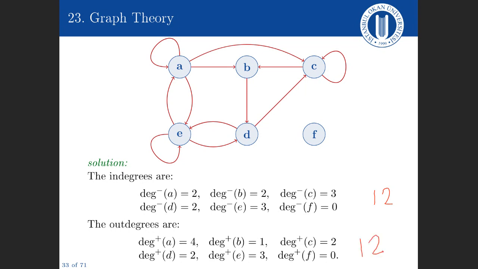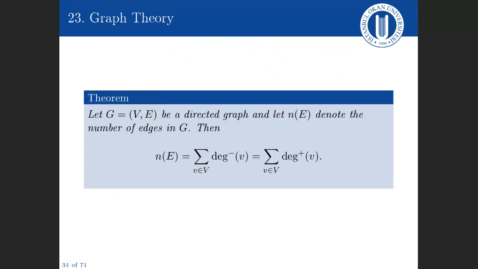How many edges are there? Count them. 1, 2, 3, 4, 5, 6, 7, 8, 9, 10, 11, 12. This graph has 12 edges. The sum of the in degrees is 12 and the sum of the out degrees is 12. In fact, this is a rule which is always true. The number of edges in the graph is always equal to the sum of the in degrees and always equal to the sum of the out degrees.